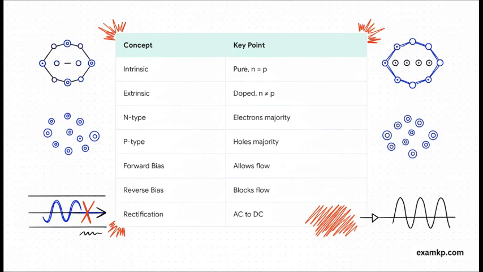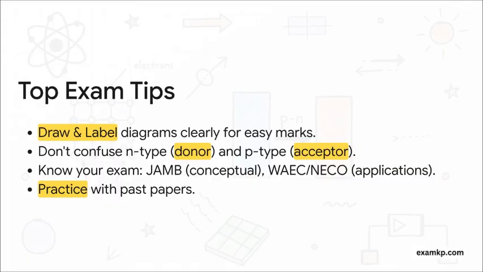Got it? Good. And here are my final tips for you. Number 1, if they ask you to draw a diagram, draw it big, draw it neatly, and label everything. Examiners award easy marks for this. Number 2, do not mix up your dopants. N-type impurities are called donor atoms, while P-type are called acceptor atoms. Number 3, know your exam. JAMB loves theory questions. WAEC and NECO love to test applications, like rectification. And my final, most important tip, practice, practice, practice with past questions. It is the best way to prepare.